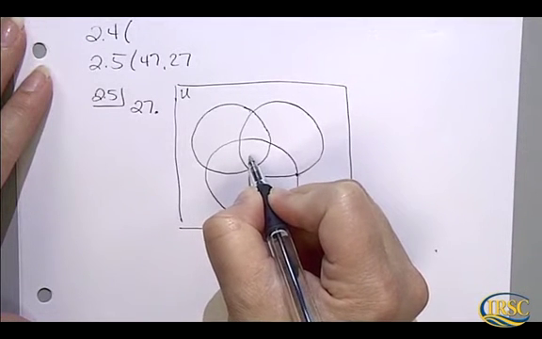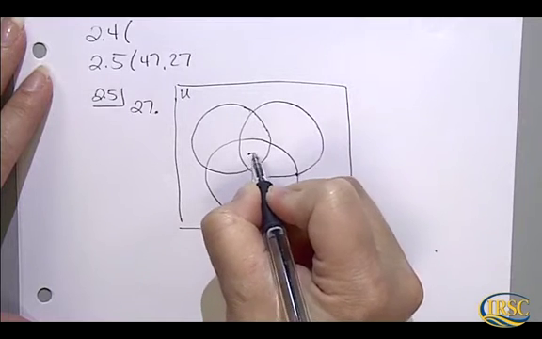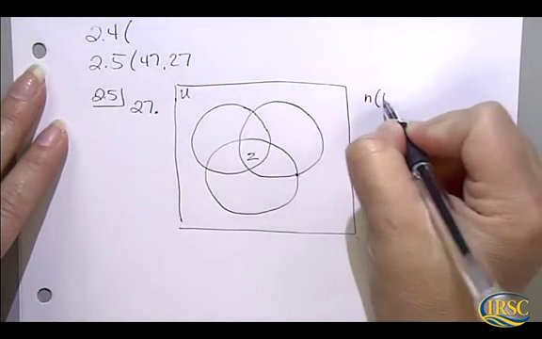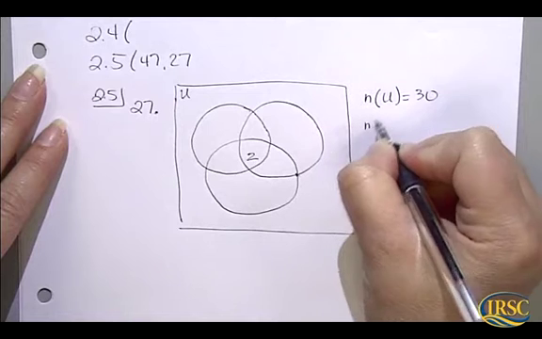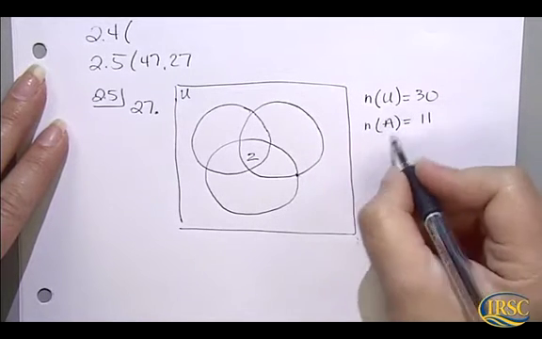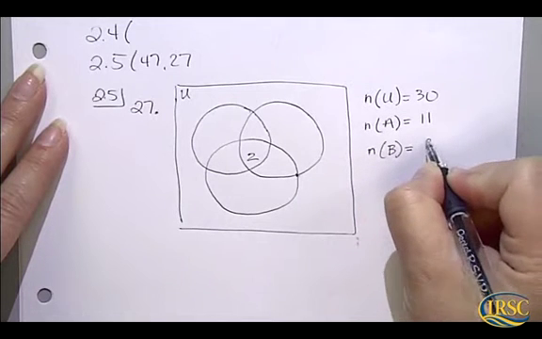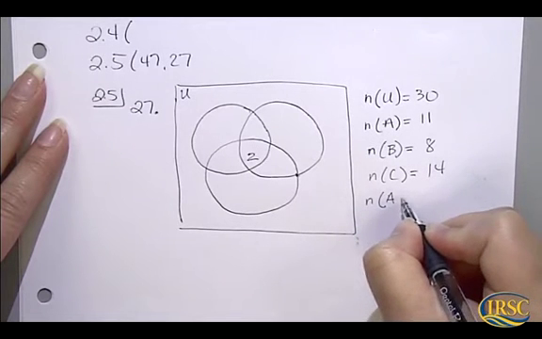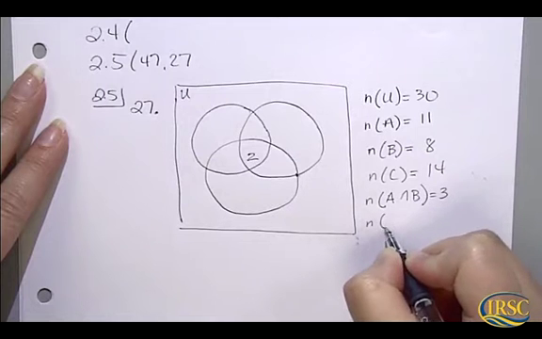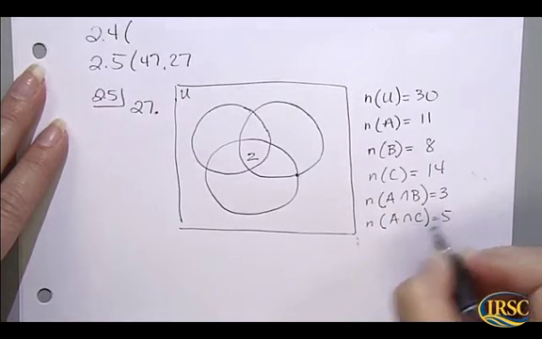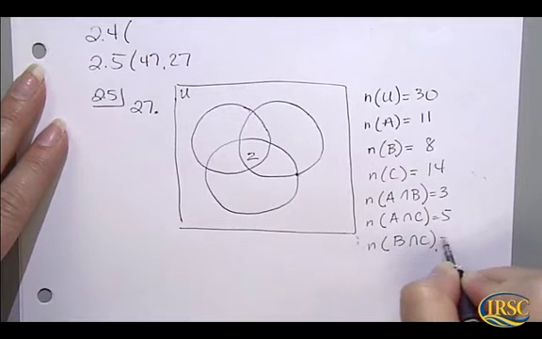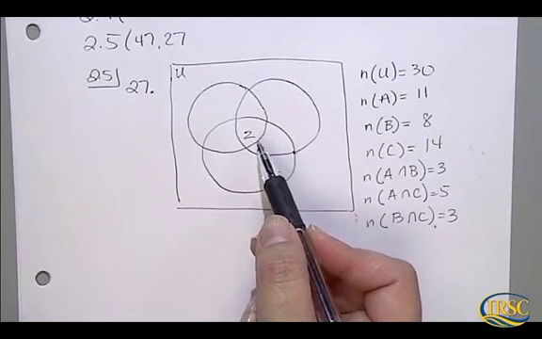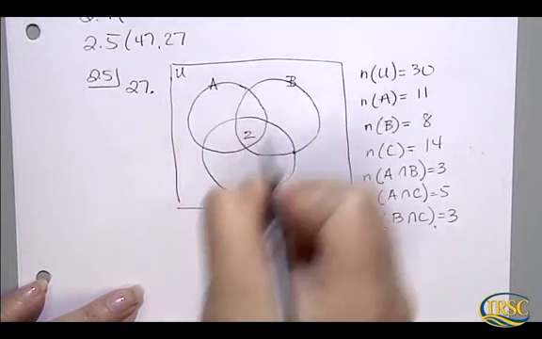And we don't really need the region Roman numerals that are in the picture, but what we do need is that there are two elements in that region right there. And then they give you this information. The cardinal number of U is 30. The cardinal number of A is 11. The cardinal number of B is 8. The cardinal number of C is 14. The cardinal number of A intersect B equals 3. The cardinal number of A intersect C equals 5. And the cardinal number of B intersect C equals 3. And then you already have the cardinal number of A intersect B intersect C. It's in there already. And so this is A, B, and C.